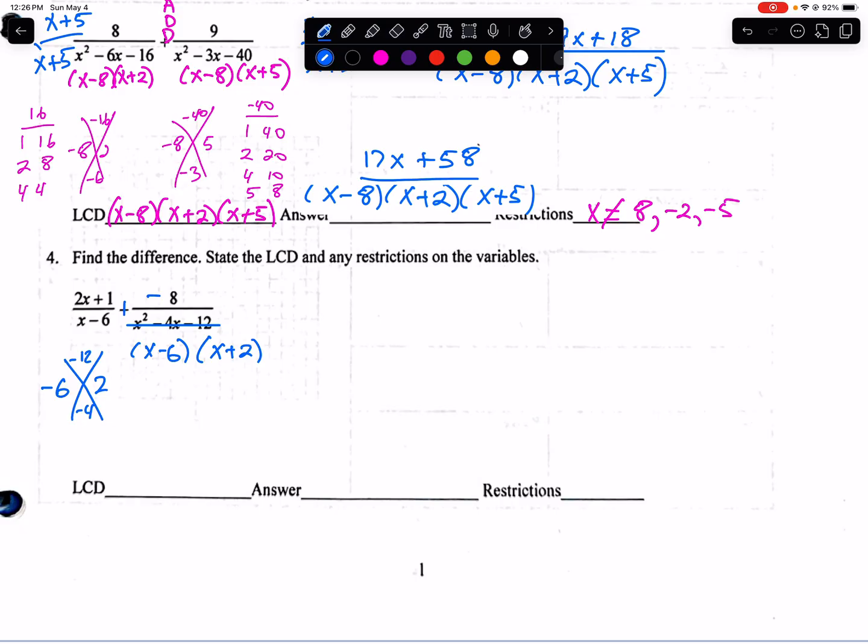So what's missing from the first one? X plus 2. Good. And do you like to foil or use a box to foil? I'm fine with foiling. Okay, so foil that up. You can check your answer once I do it over here.